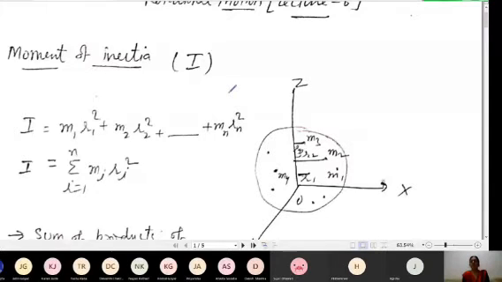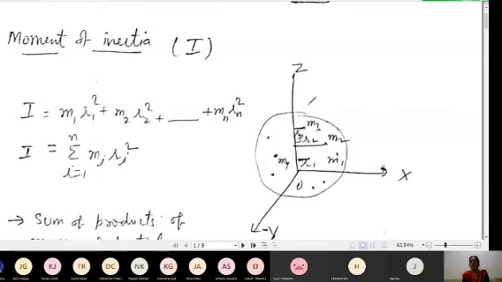To understand this term, draw this diagram showing a rigid body consisting of n particles having masses m1, m2, m3, m4, and so on, and their perpendicular distances from the axis of rotation. If I wish to rotate the body about the z-axis, all the particles rotate about this axis, and the perpendicular distances for the particles m1, m2, m3 are r1, r2, r3, and so on, respectively.